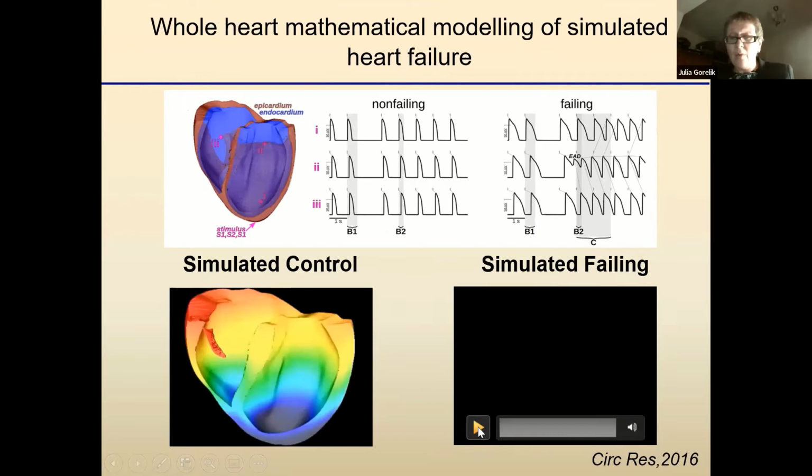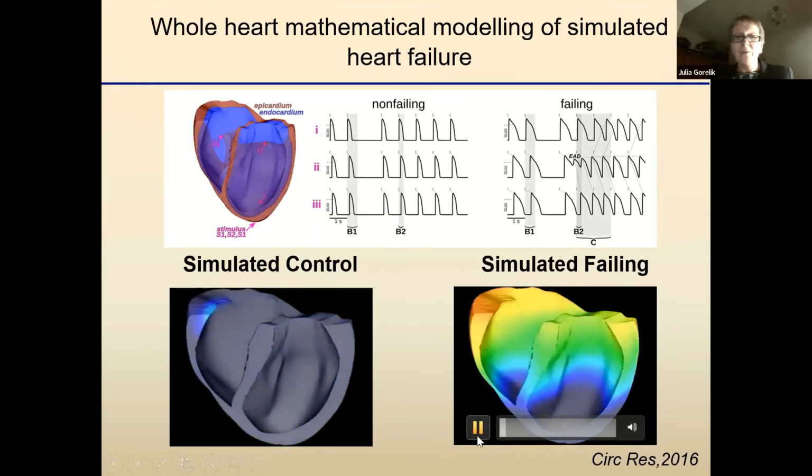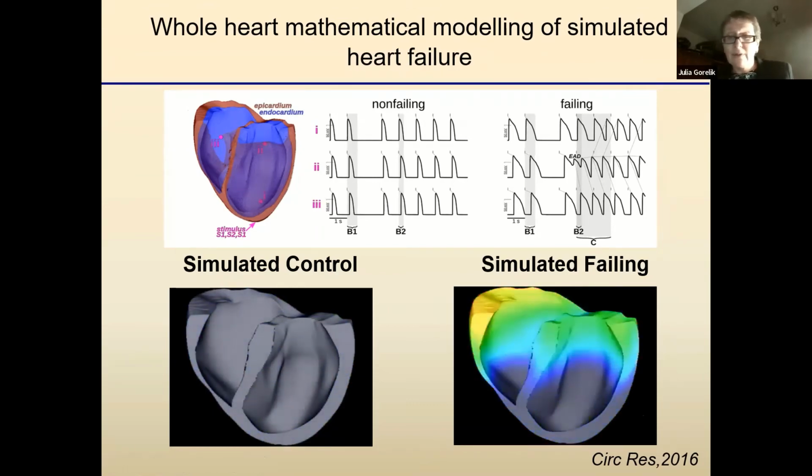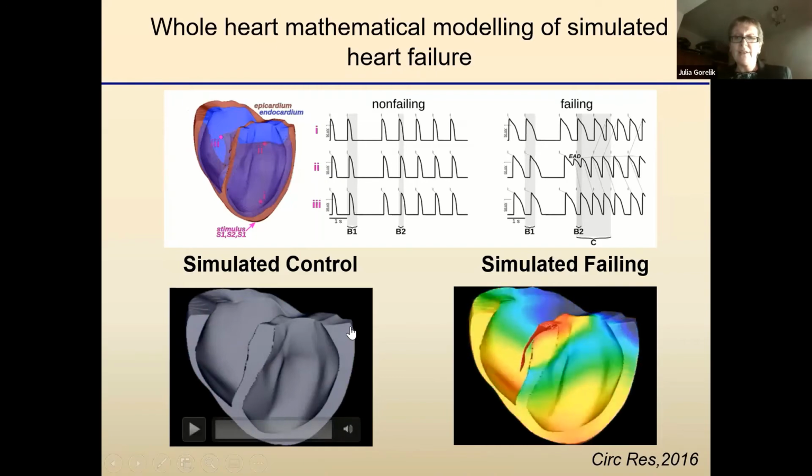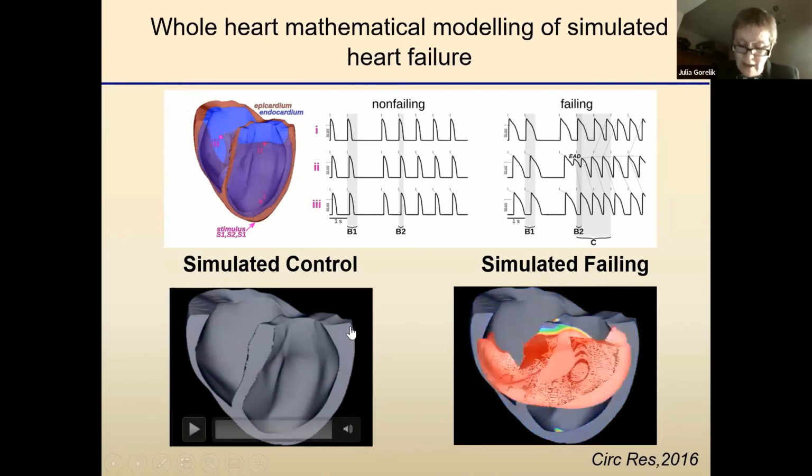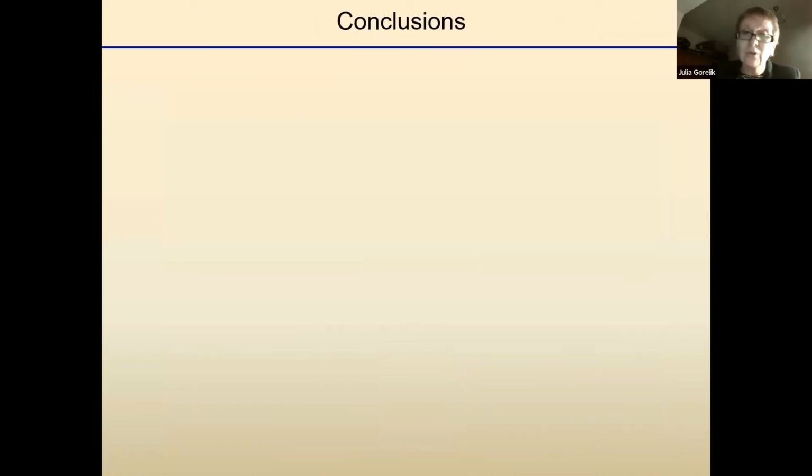They used our data of these channels in nanodomains, and they found in the control you have a normal propagation, and in the simulated failing you have some sort of re-entry. And it's very, very interesting and important, because now we start to work.